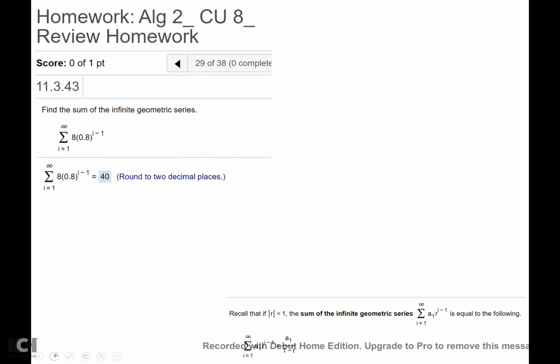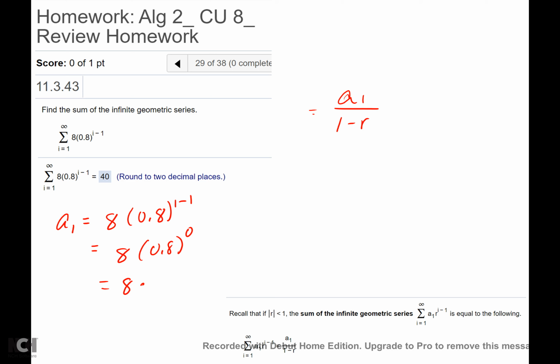Alright, find the sum of this infinite geometric series. If I find the sum of this, I'm going to use a sub 1 over 1 minus r. To figure out a sub 1, I would plug in 1, so I'd have 8 times 0.8 to the 1 minus 1. That would be 0.8 to the 0. That would be 8 times 1.